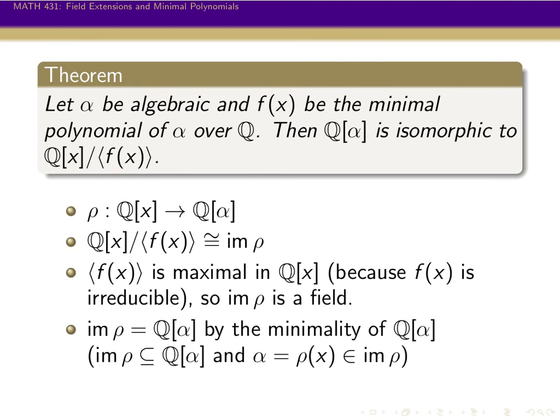And so the image of rho contains alpha, and it's a field. So it is a field that contains alpha that's a subset of Q adjoin alpha. Q adjoin alpha is the smallest field that contains alpha, so they must be the same thing. So the image of rho must equal Q adjoin alpha.